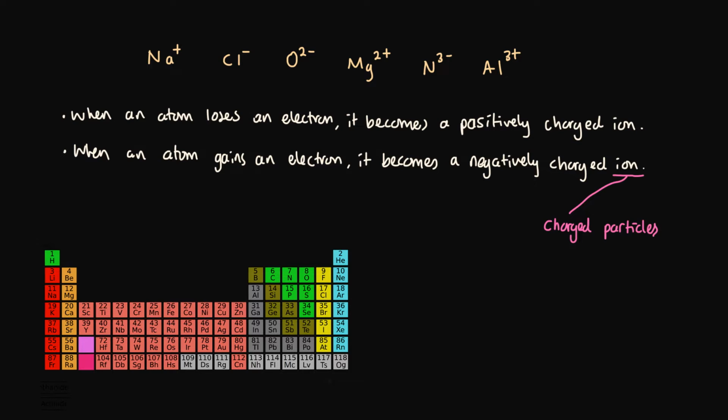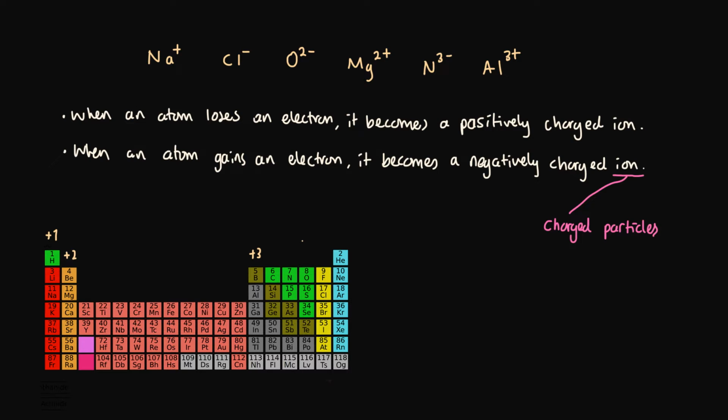Remember that atoms lose or gain electrons in order to form a full outer shell of electrons. All group 1 atoms lose 1 electron and form +1 ions. Group 2 loses 2 and group 3 loses 3. So metals form positive ions.